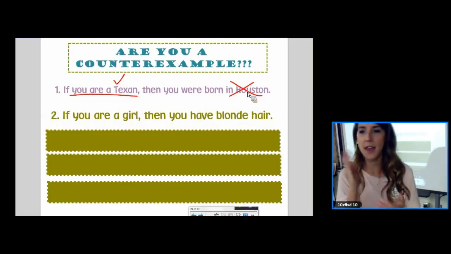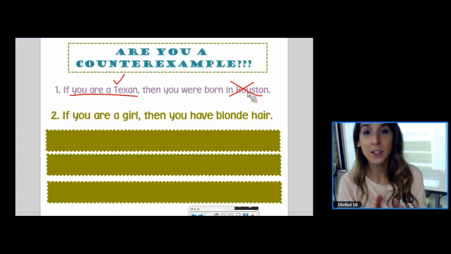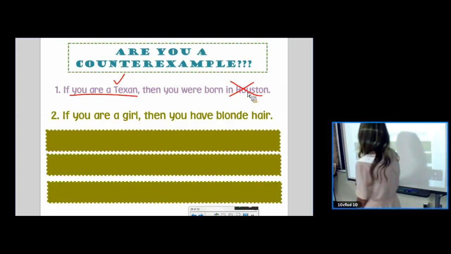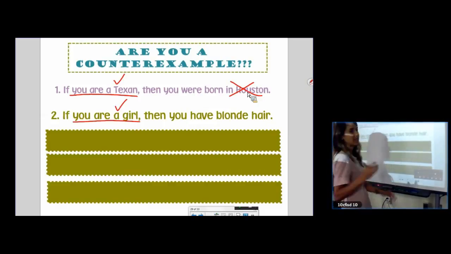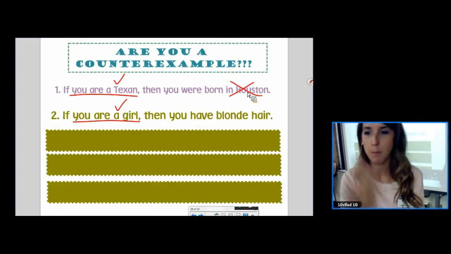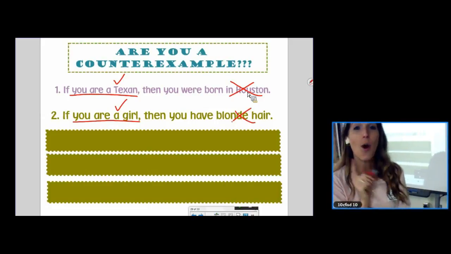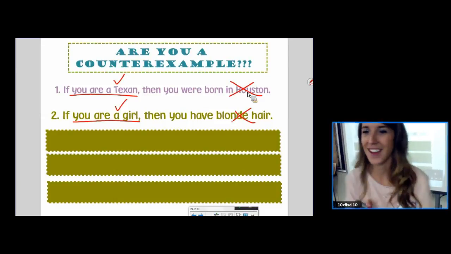If you're a girl, then you have blonde hair. Are boys allowed to raise their hand? No, because we don't want to prove the whole sentence wrong. We prove it wrong by starting off true and then, boom, being false in the end. So you raise your hand if you are a girl without blonde hair. Good job. Okay, next one.